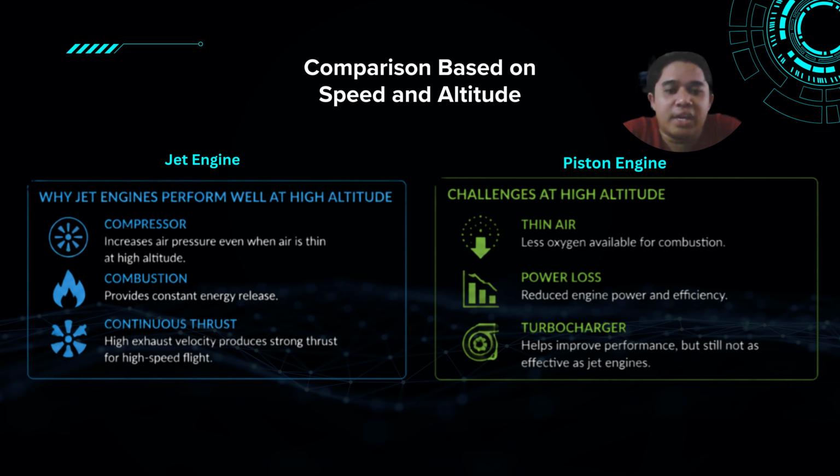By contrast, the piston engine is challenged at high altitude. Number one is thin air, with less oxygen available for combustion. Second is power loss, which reduces engine power and efficiency. Third is the turbocharger, which helps improve performance but is still not as effective as a jet engine.